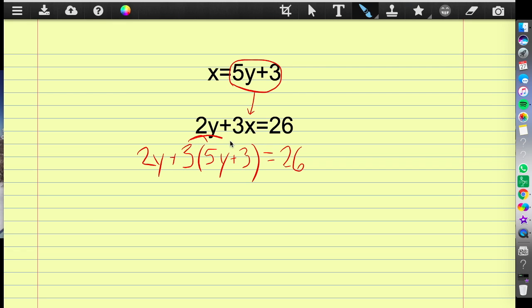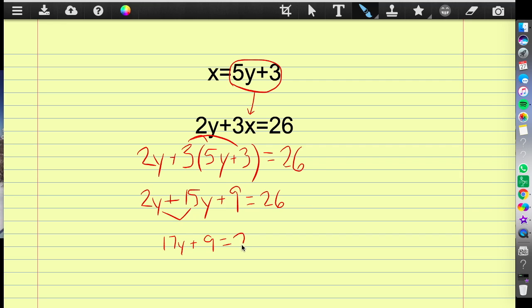So we're going to use the distributive property to get rid of our parentheses. That means that 2y plus 3 times 5y is going to be 15y's. And then 3 times 3 is going to be 9. So we're going to be adding 9. It's still going to be equal to 26. From here, we can combine our like terms. So 2y's and 15y's is going to be 17y's. And then we still have plus 9 is equal to 26.